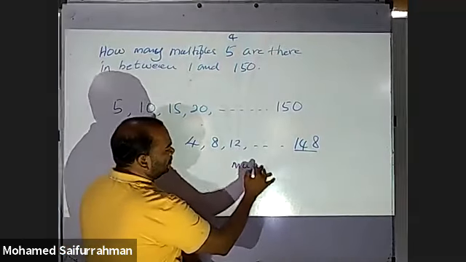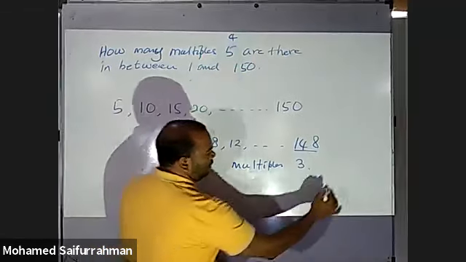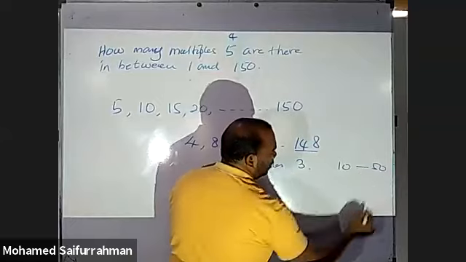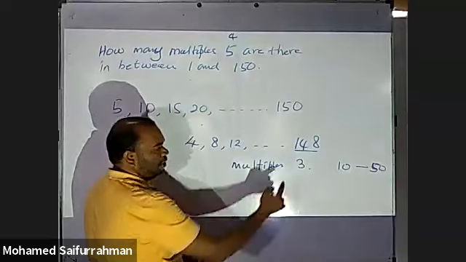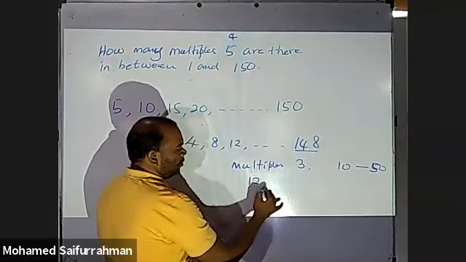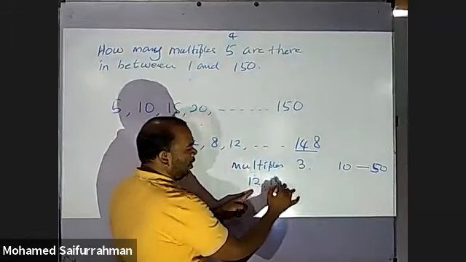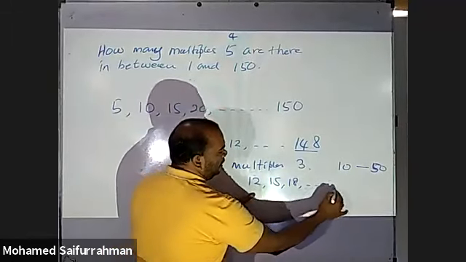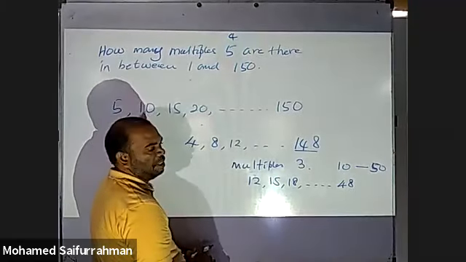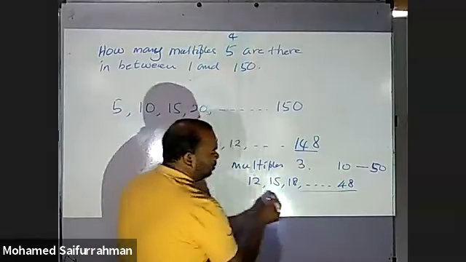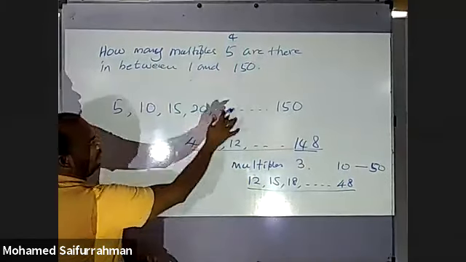Multiples of 3 between 10 and 50. Then where should you start? 12. After 10, the first multiple of 3 is 12. 12, 15, 18, and you should end with 48. You should build up this progression, and this is our progression.